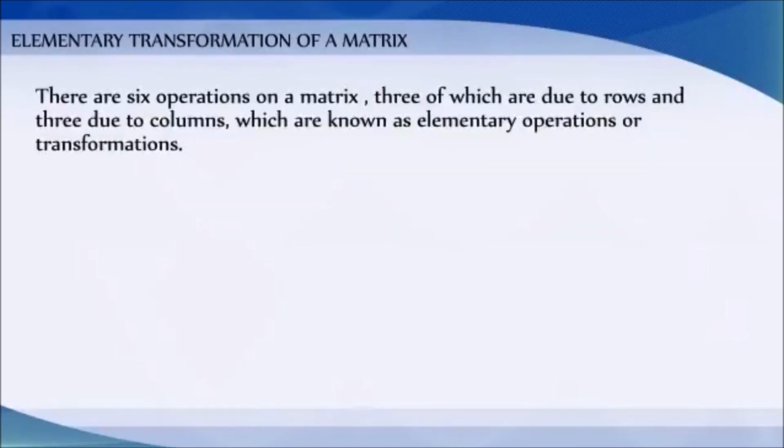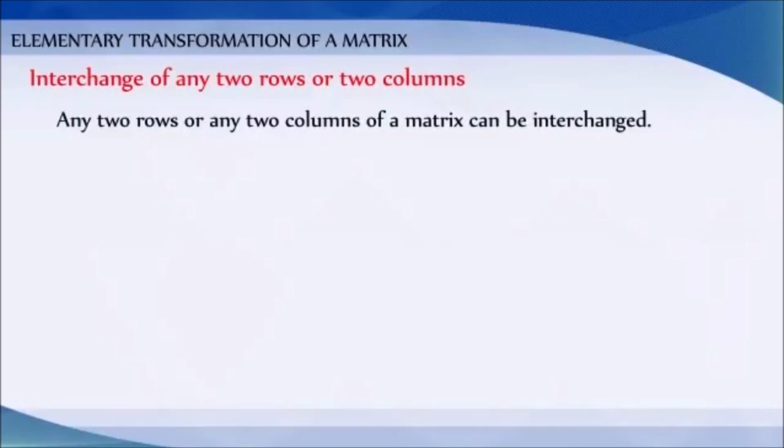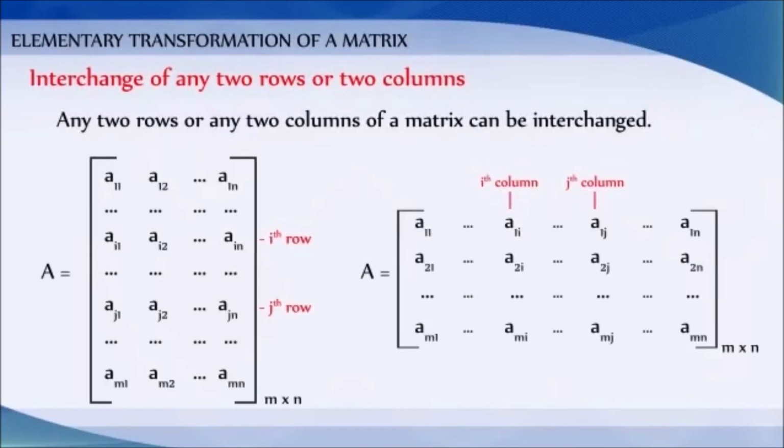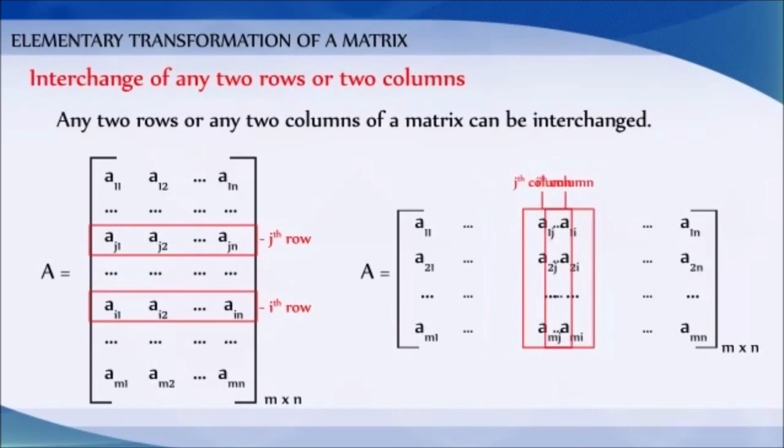There are 6 operations on a matrix, 3 of which are due to rows and 3 due to columns, which are known as elementary operations or transformations. The interchange of any 2 rows or 2 columns. Any 2 rows or any 2 columns of a matrix can be interchanged. In general, the ith and jth row can be interchanged, or the ith and jth column can be interchanged.